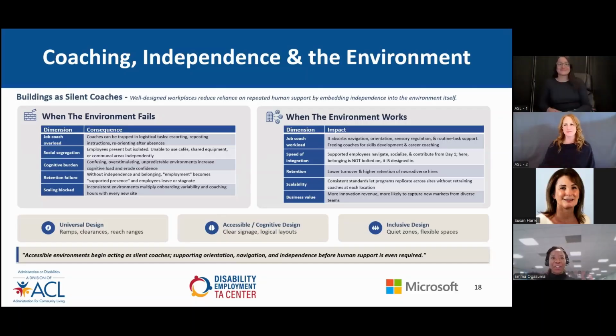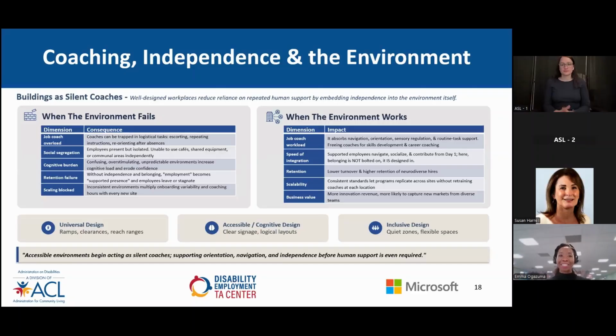Now, I say here on this slide, I'm looking at a building as a silent coach. And you say, Emma, how is the building a silent coach? And for this one, I'm going to tell a story. So River works as a mailroom operative on a large campus. Their typical day's job is to collect mail, sort things, deliver mail across multiple buildings in this campus. In many workplaces, that job will depend on constant supervision, repeated instructions, and memorizing complex routes across the campus.